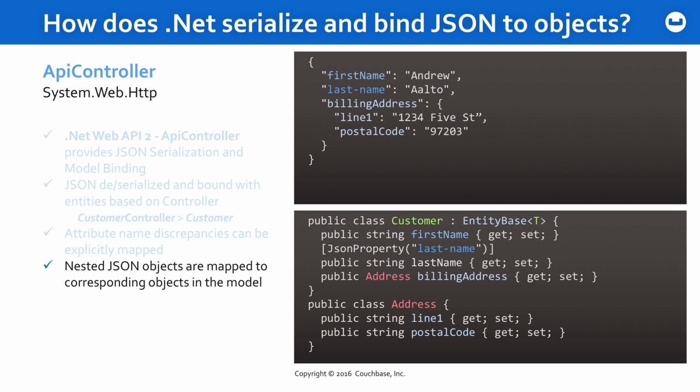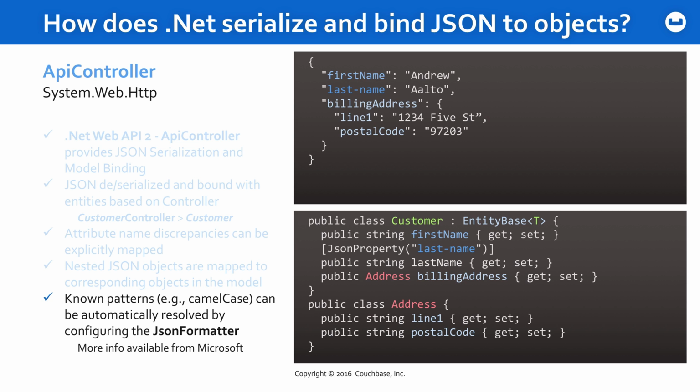You could well be using objects to describe data within your JSON, like we see billing address here. In that case, you would have two classes defined: customer and an address class, where the address class describes the structure of this nested object, and the relationship between customer and the address would be managed by the API controller. Also, known patterns of discrepancy like camel case can be automatically resolved by API controller by assigning the correct JSON formatter. Now there's more info available from Microsoft about all this. I'll point you in the right direction here in just a moment.